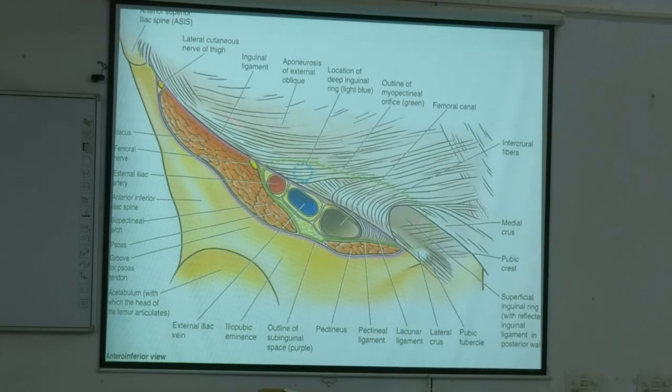Okay, see, this is the canal. You have seen the femoral triangle just above. This inguinal ligament was forming the base of the triangle. Here it is forming the floor of the inguinal canal. Here is the inguinal ligament. Here is the position of deep ring, this blue outline. Okay, and this green one, it is outlining the canal.